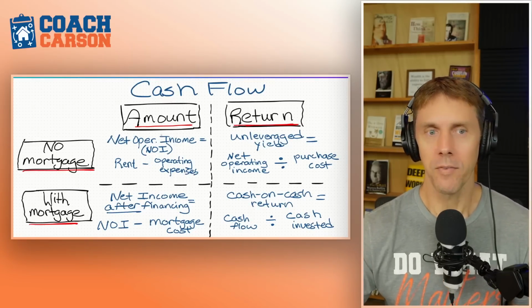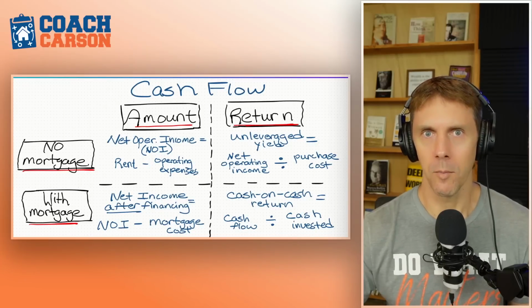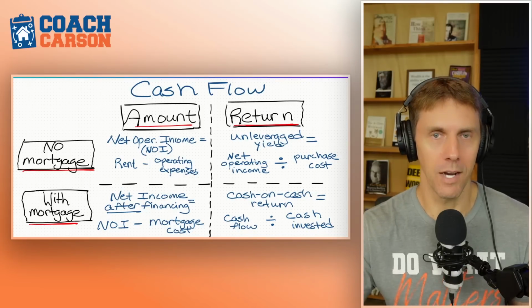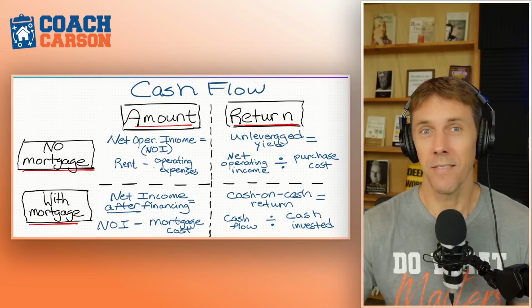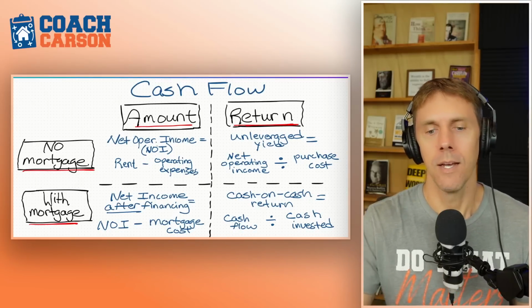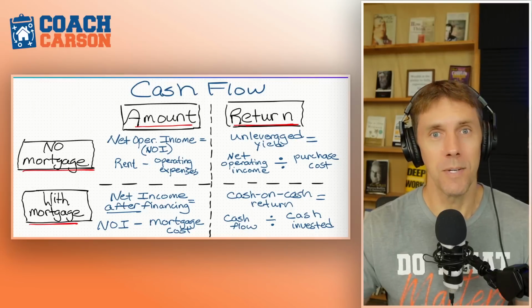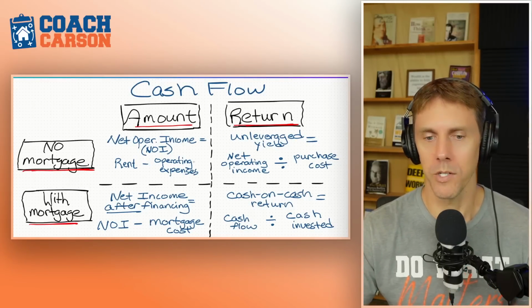So if you want to know the amount of cash flow and you have no mortgage, there's a formula called net operating income, also known as NOI, which I think is the most important formula to be able to figure out in the real estate investing business. And it really simply is this. You just have to take the rent that you can collect on a property and subtract all of your operating expenses. So this is all of your expenses except for your mortgage, because we're assuming right now that you have no mortgage on the property.